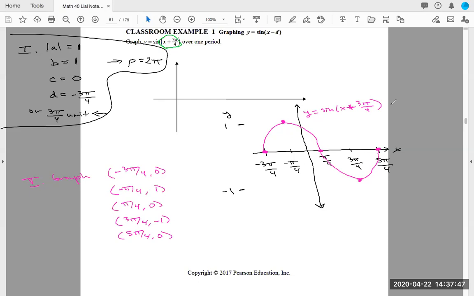All right, so our original parent graph would be shifted to the right by 3 pi over 4 units. Do I want to draw it on the same one? No, I think I'll just do it on Desmos later. And if you have questions, you can ask me about it. Okay, let me save that and clear. And then I will ask if there's any questions.